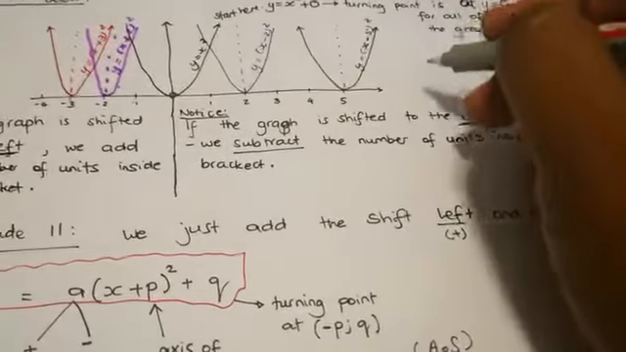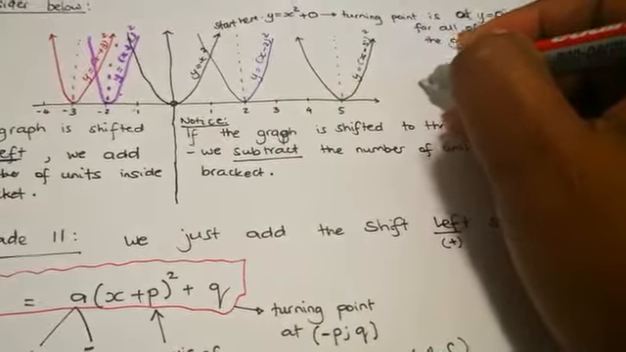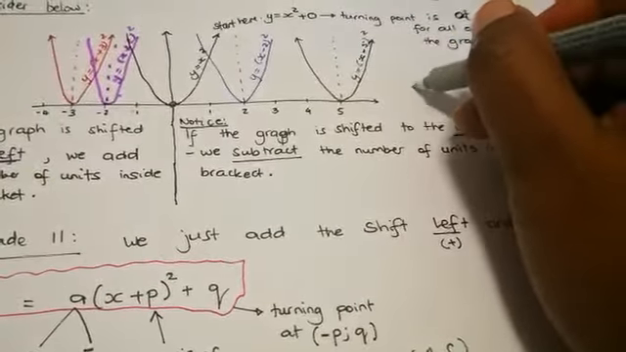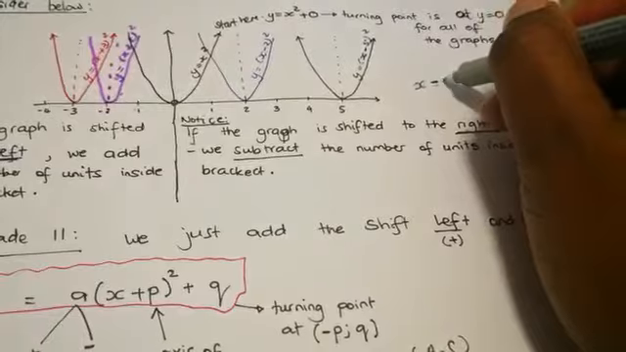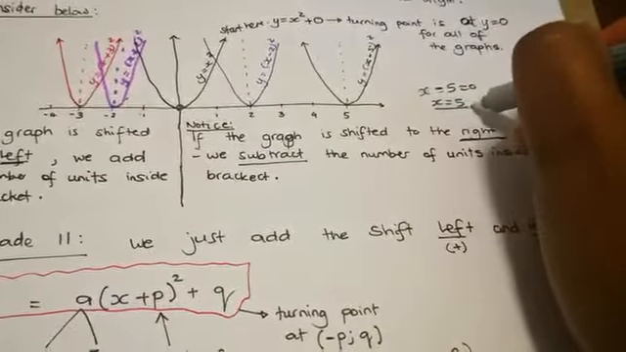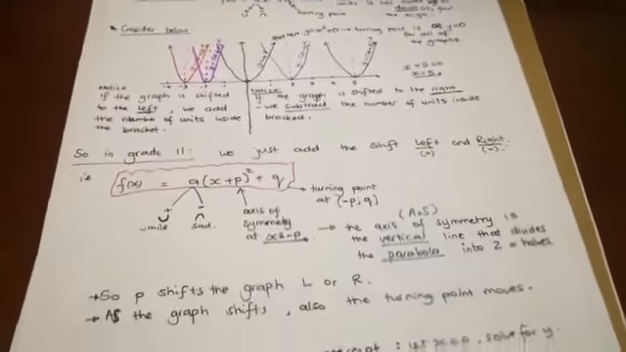It's like you are solving an equation: x minus 5 equals 0. So this will give you x equals 5, which is your axis of symmetry.